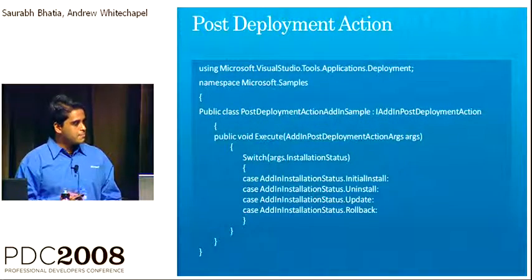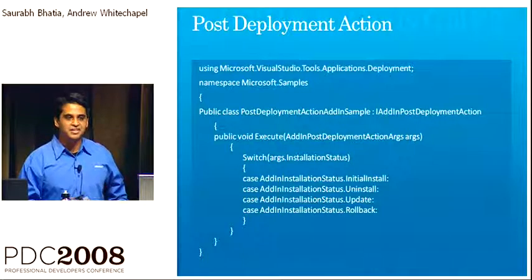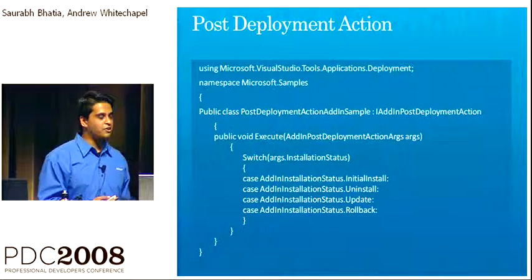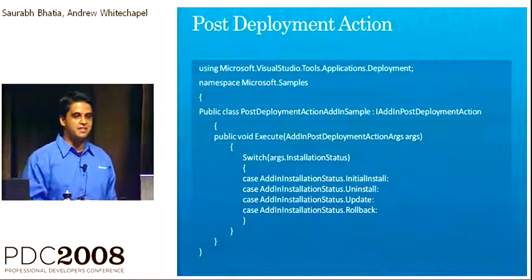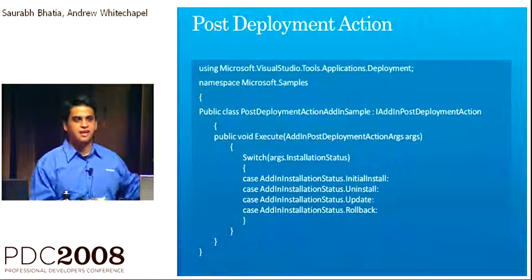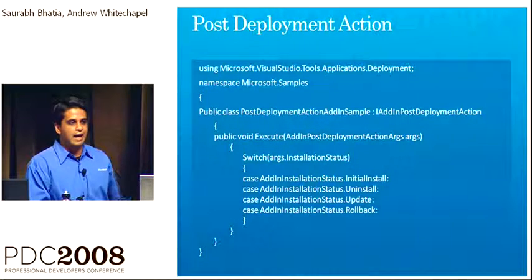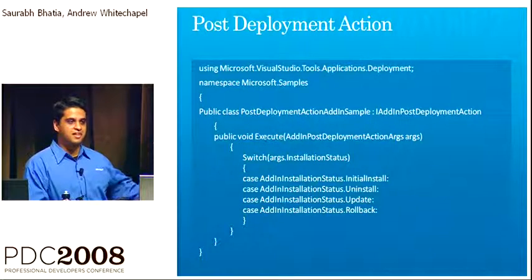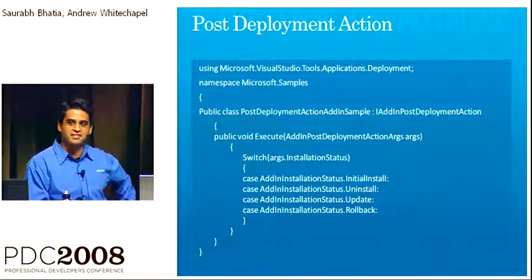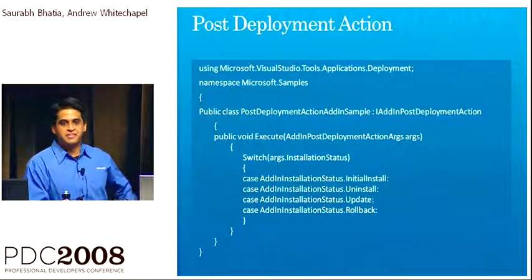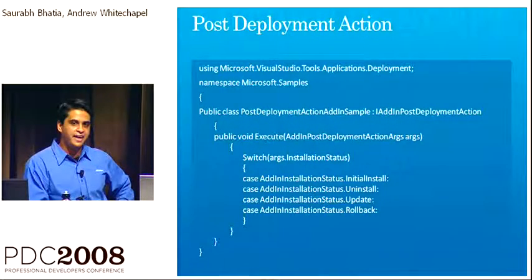So this is a sample post-deployment action. This is what it would look like if you had to create one of the simplest actions. There's just one method in there called execute. And inside that, we've basically said, OK, we just use the case statement on the installation status and say, these are the different things I want to do during install, update, or uninstall and rollback.